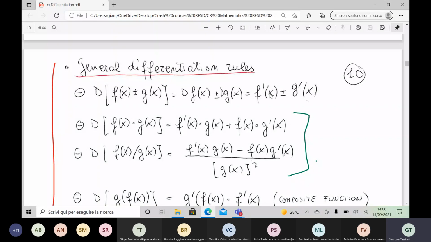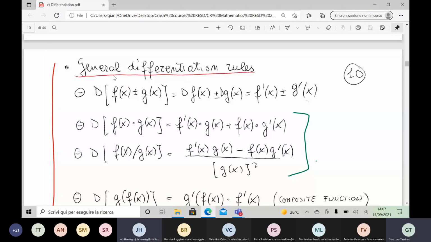We can denote it as f prime of x. So typically this is the notation used, either derivative of f of x with the d or f prime of x, plus or minus the derivative of g of x, which I denoted as g prime of x. As always, guys, if you have troubles, let me know. So another general rule of differentiation, yes?